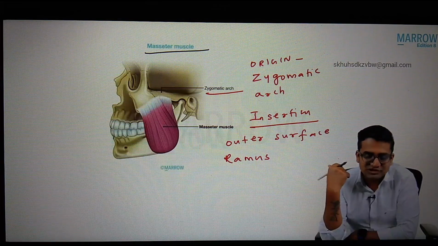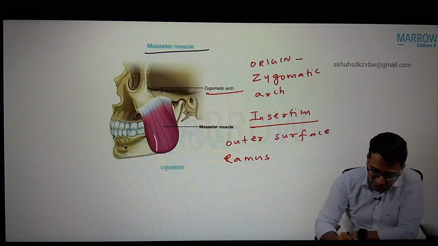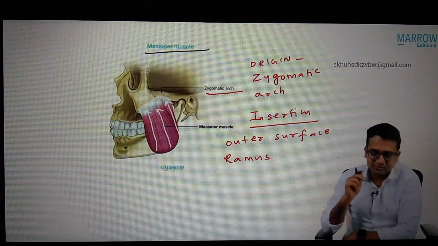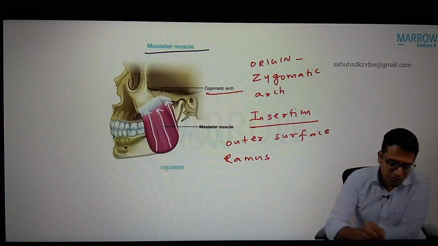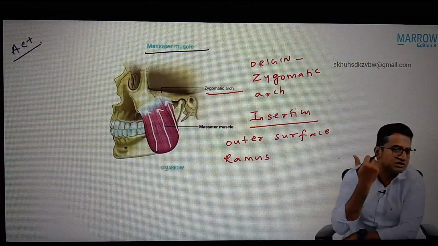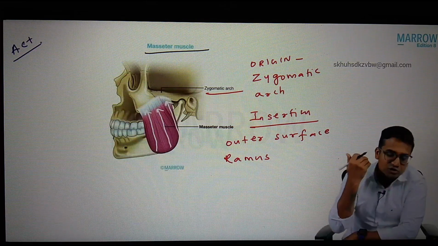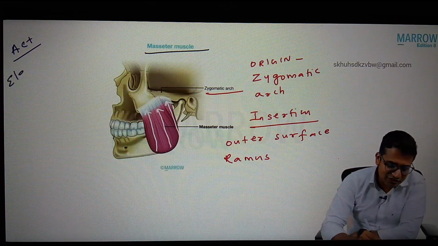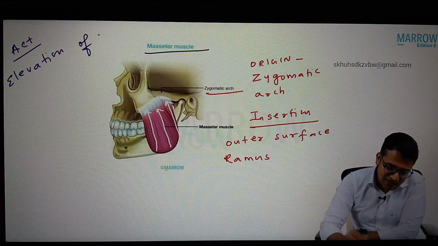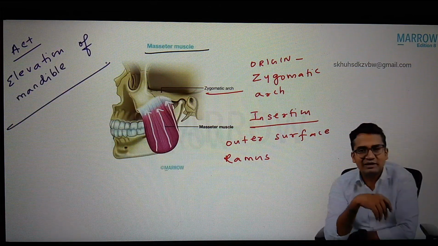So, what is the action of this muscle? We have to draw the line from the insertion point and move towards the origin point like this. Now, what is the action? The ramus is moving towards the zygomatic arch. So, the ramus of the mandible is moving superiorly. Moving superiorly is called elevation. So, the action of the masseter muscle is elevation of the mandible.